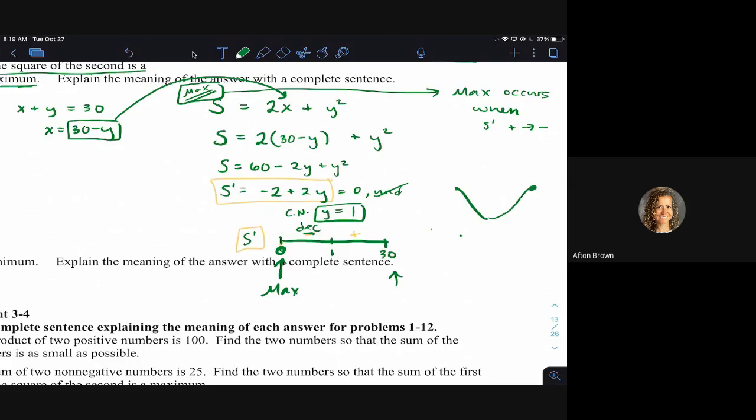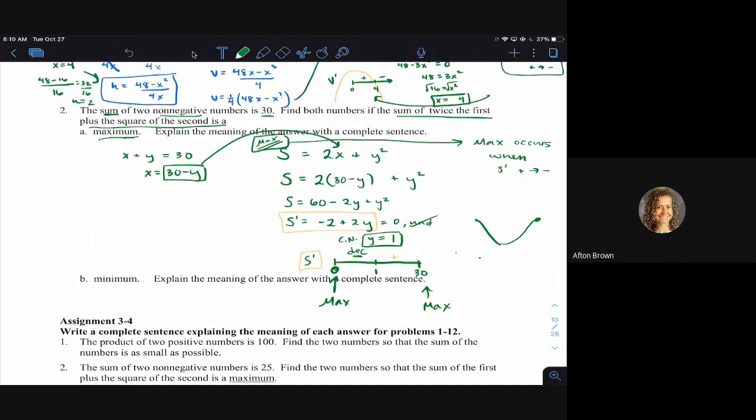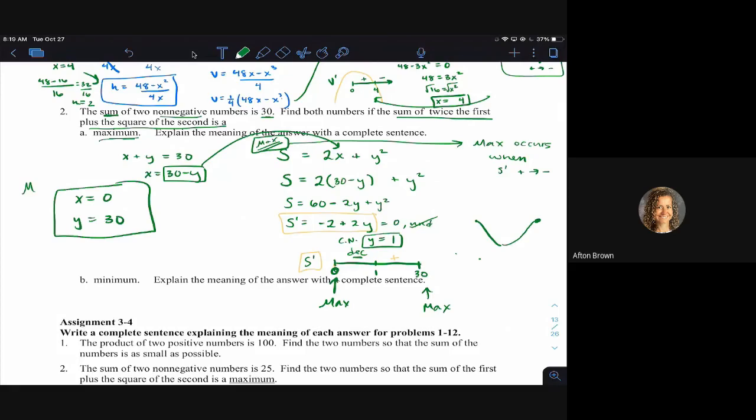A max. Now you might be thinking, oh, dang, does it really matter? We're saying y is 0. If y is 0, what's x? 30. If y is 30, what's x? 0. So yeah, both of them would give us the max because both are really talking about the exact same situation. So if I read the question again, it said find both numbers. Well, one of the numbers is 0 and the other number is 30. It doesn't matter which one you call which. So a max when x is 0 and y is 30.